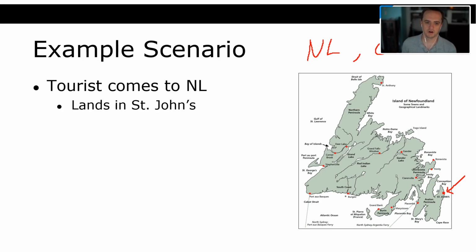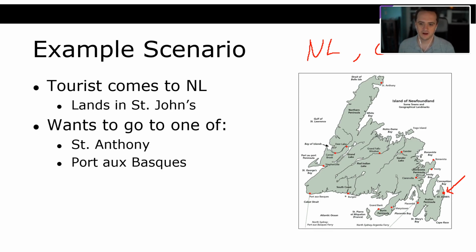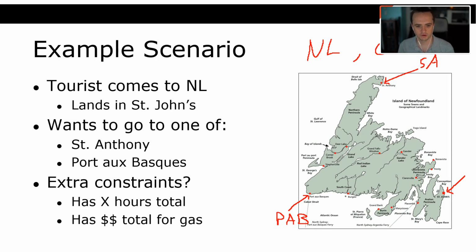So in this example problem, let's say that a tourist comes to Newfoundland, and of course they land in St. John's, where the airport is, and now the tourist wants to go to either St. Anthony, if you're from Newfoundland, right? St. Anthony is up here, or Port aux Basques down here. So this is Port aux Basques. You're here in St. John's and you want to go to either one of those. So that's your goal condition. I want to be in either St. Anthony or Port aux Basques.